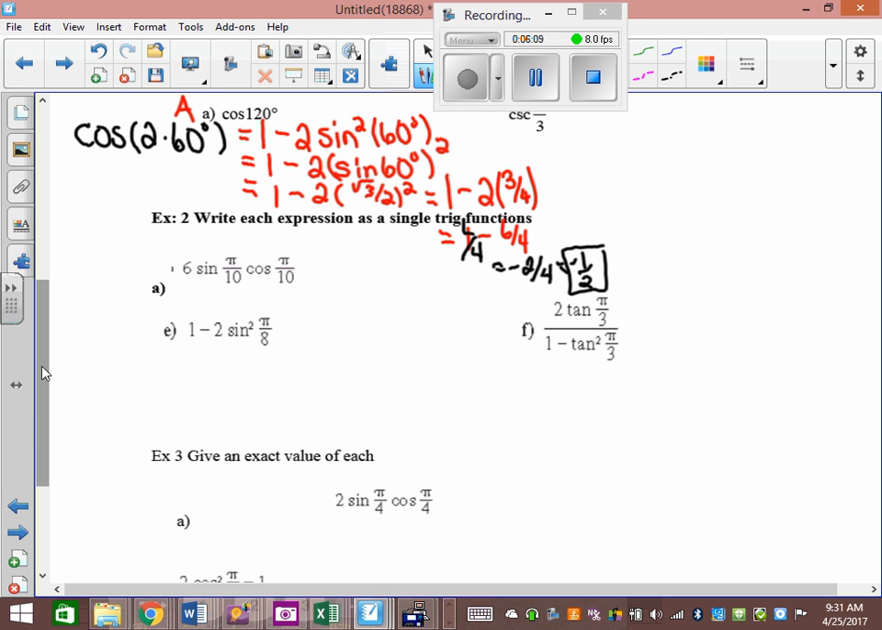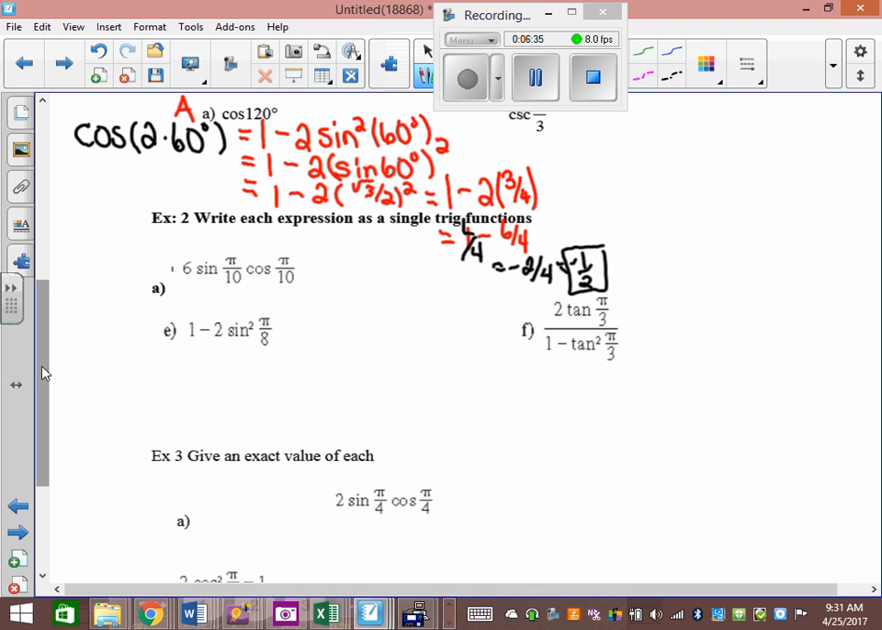We're going to look at example 2. It's spotting the double angle identities that's hard to do because everyone doesn't remember what the formulas look like, because we don't use them a whole ton, but we do use them sometimes. So 6 sine pi over 10 cos pi over 10. People are like, that's fantastic, except there's no formulas that are 6 sine x cos x, right? Because these are the exact same.